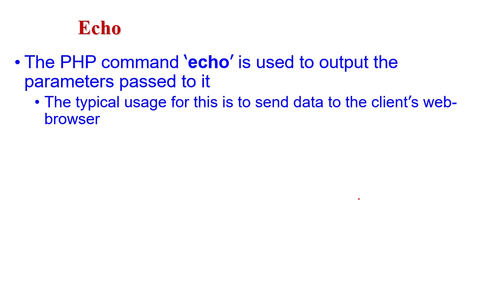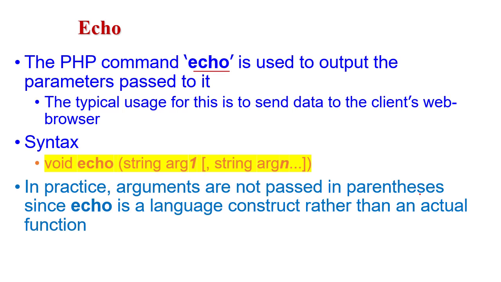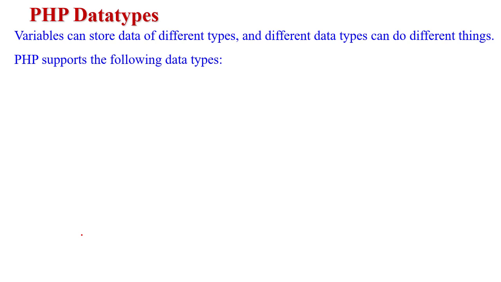So this care is to be taken by the programmer. Now let us see what the use of the echo command is. Mostly the echo command is used to output the parameters passed to it, and whatever you type within the quotation marks or single quotes is sent to the client's web browser. This is the typical syntax of the echo command. In practice, arguments are not passed in parentheses, since echo is a language construct rather than an actual function. I will just demonstrate one use of it, like I have already shown you in the hello world example.